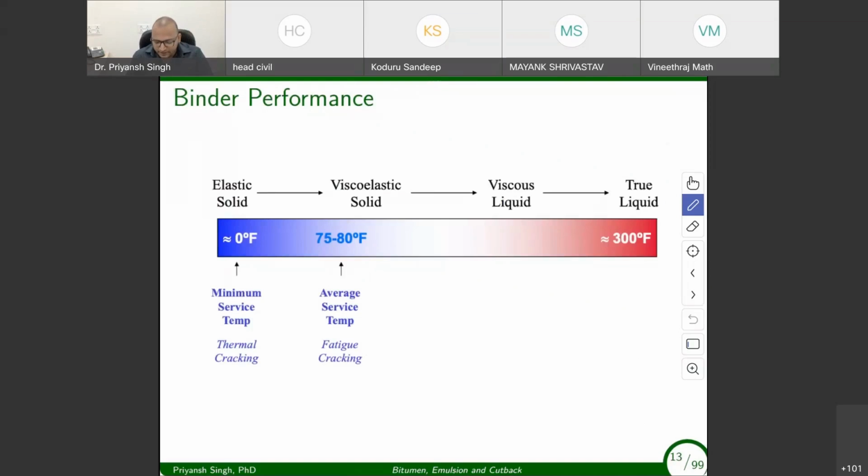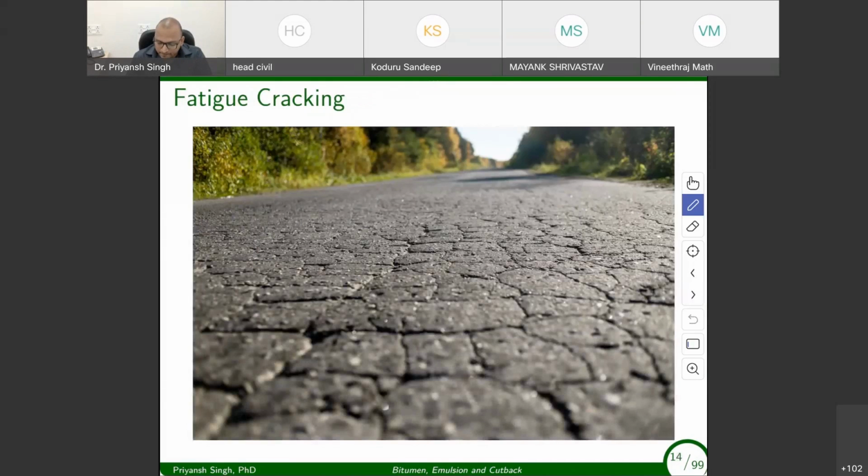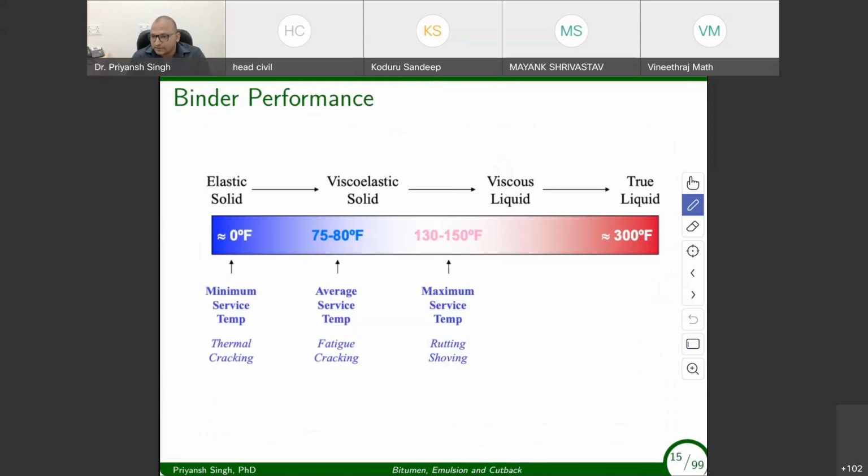If you increase the temperature around average service temperature, maybe around 25 degrees Celsius, the material will behave like a viscoelastic solid. And here in this case, you may have fatigue cracking or alligator cracking. If you increase the temperature further, the material will behave like a viscous liquid. And here, this resembles a maximum service temperature where you may have rutting or shoving. So this will be around 60 degrees Celsius.